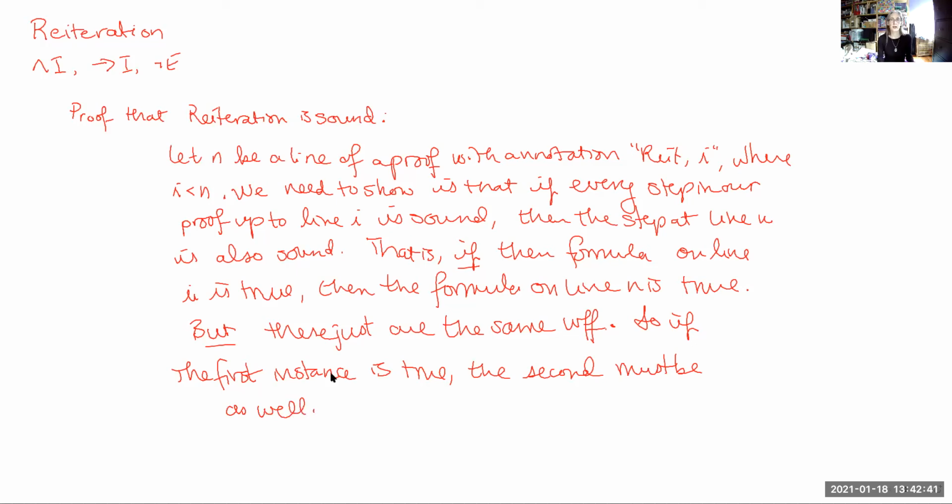Reiteration is sound. If everything that you've done in a proof up to some line I is truth preserving, then taking something that you've already written down in that proof and writing it down again will not change anything that you have. Assuming, of course, that you are applying reiteration correctly and you're not taking something out of a scope line or doing something illicit. We're always going to be talking about correct applications of the rule when proving that they are sound. So this is one example.